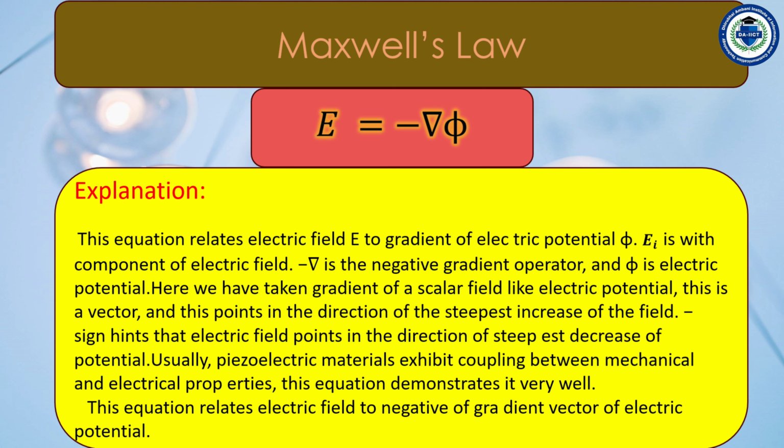Here we have taken the gradient of a scalar field like electric potential. This is a vector, and it points in the direction of the steepest increase of the field. The minus sign hints that the electric field points in the direction of steepest decrease of potential.